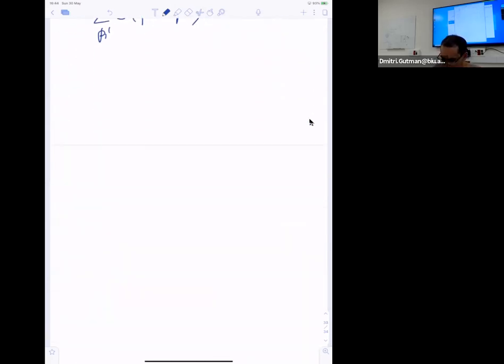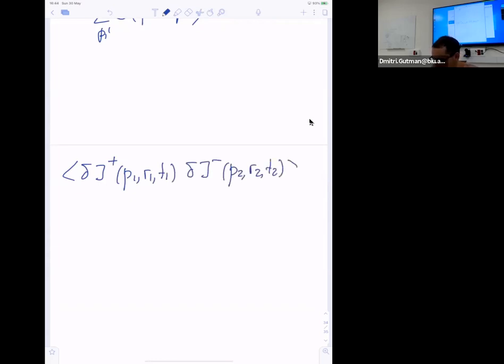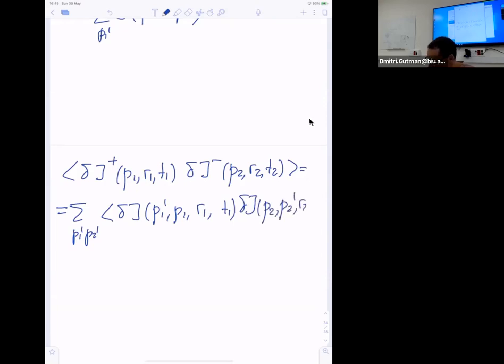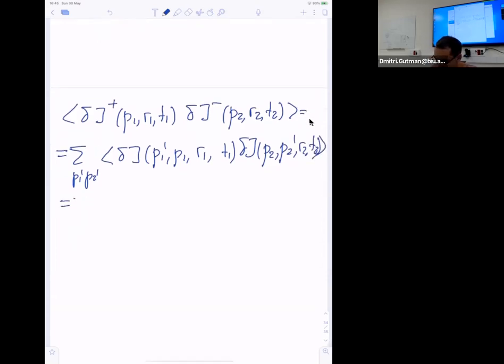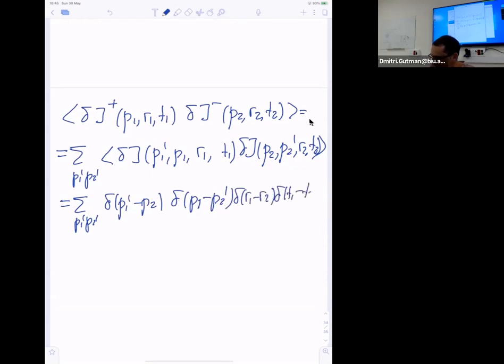Similarly, delta J plus P1 R1 T1, delta J minus P2 R2 T2 will be equal to the sum over P1 prime, P2 prime of delta J P1 prime P1 R1 T1, delta J here in the opposite order of indices P2 prime R2 T2, and this will be the sum over P1 prime, P2 prime, delta P1 prime minus P2, delta P1 minus P2 prime, delta R1 minus R2, delta T1 minus T2, and the flux that flows between state P1 prime to P1.